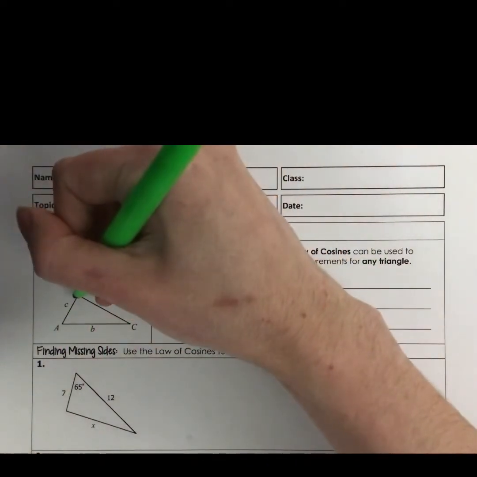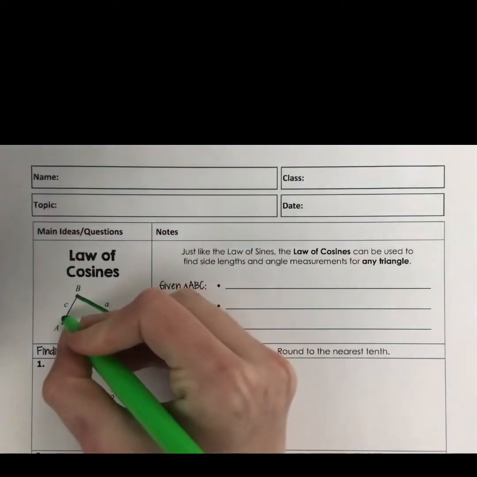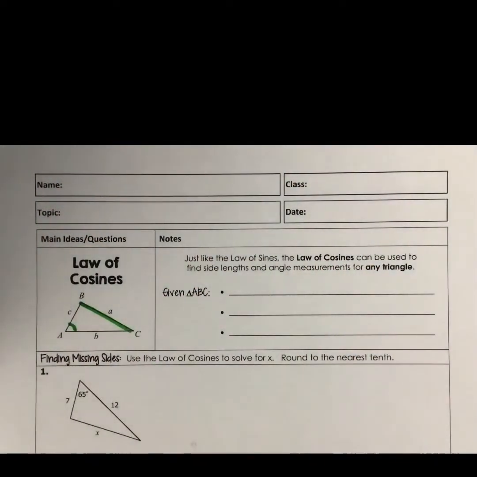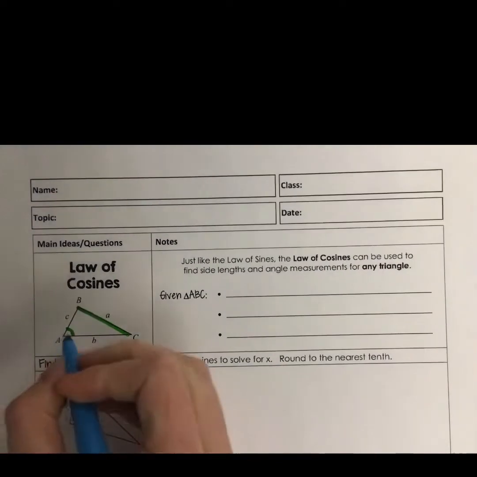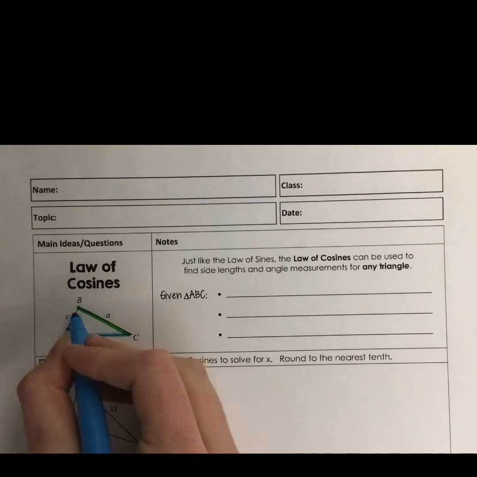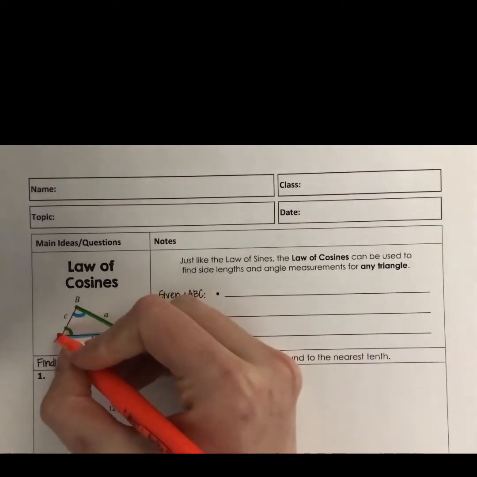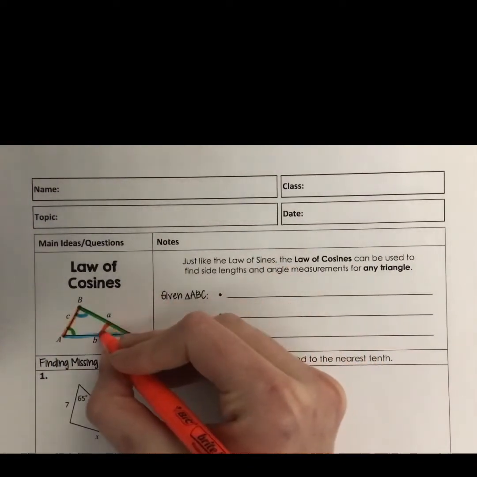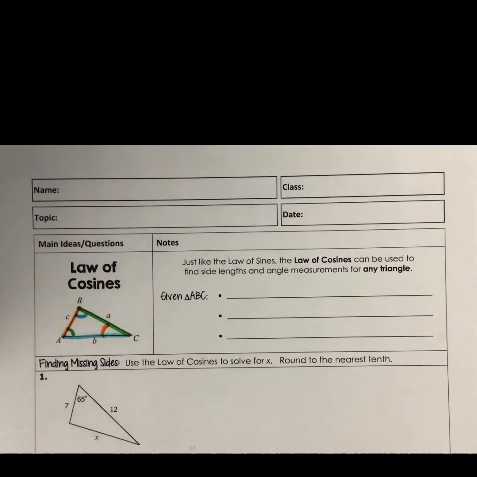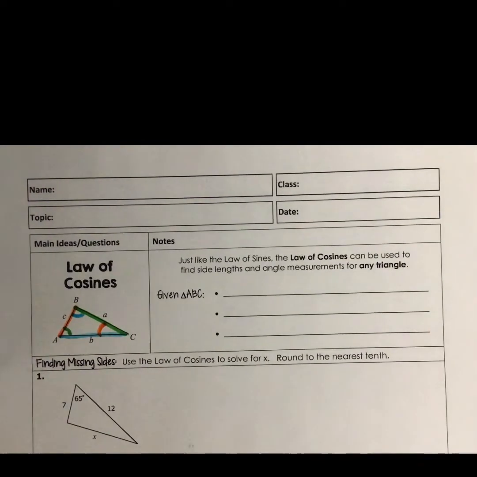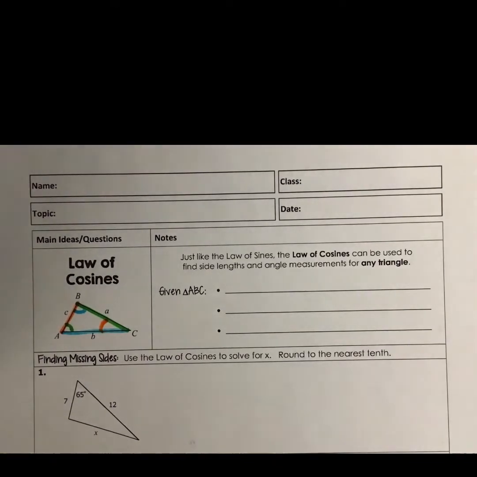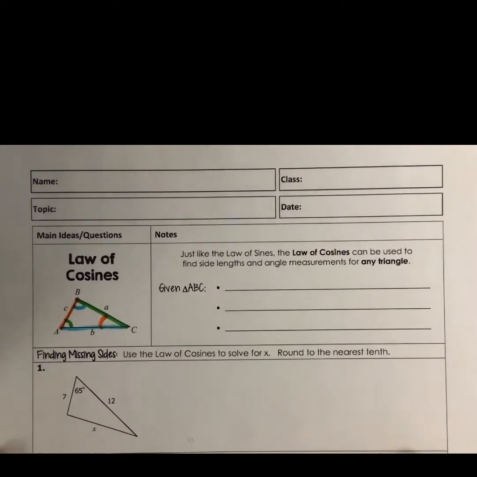sides and angles. So I have side A, which is opposite to angle A. I have side B, which is opposite to angle B. And I have side C, which is opposite to angle C. So now, unlike the law of sines, that was one given ratio, the law of cosines is actually three different equations or systems that we can use to solve for any missing side or angle.